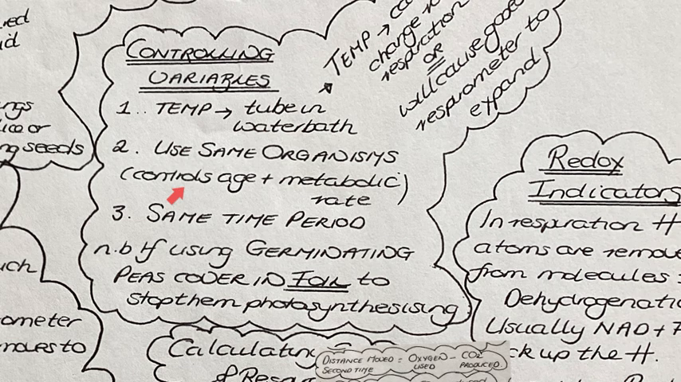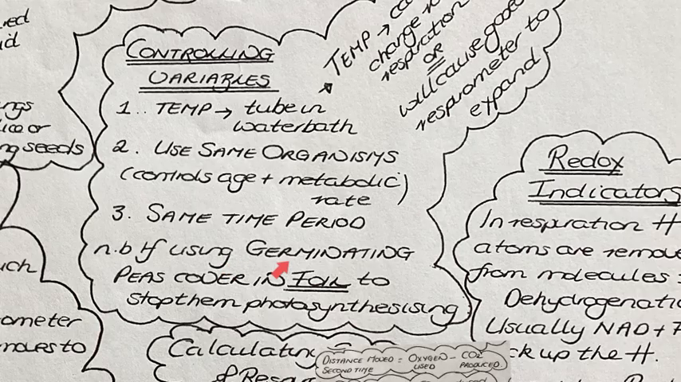Then every time you use the respirometer, you would need to use the same organisms, and that would ensure that they have the same metabolic rate and their age would be the same. You need to leave the respirometer every time you do it for the same amount of time. And this has come up a couple of times in past papers.